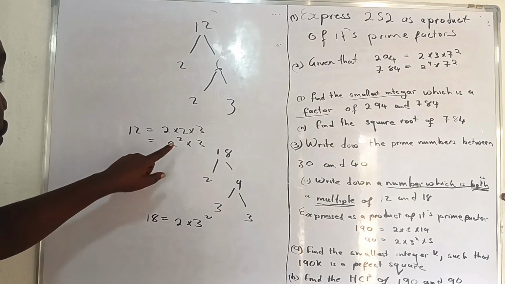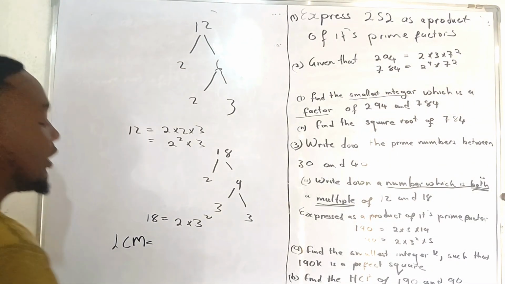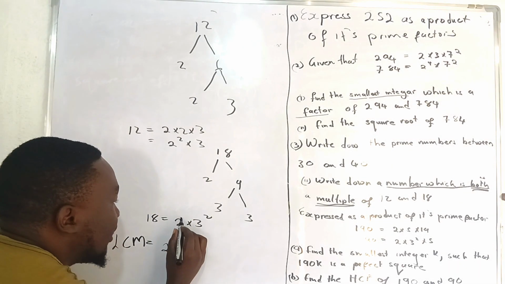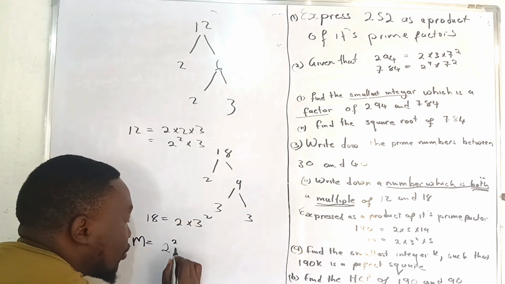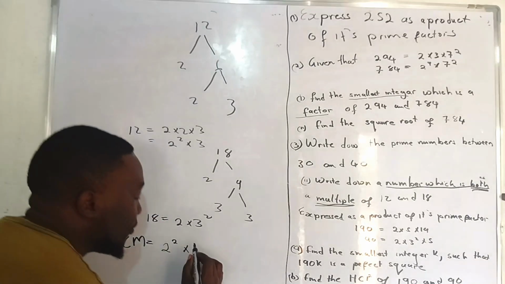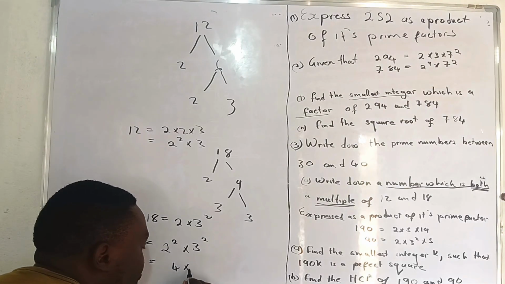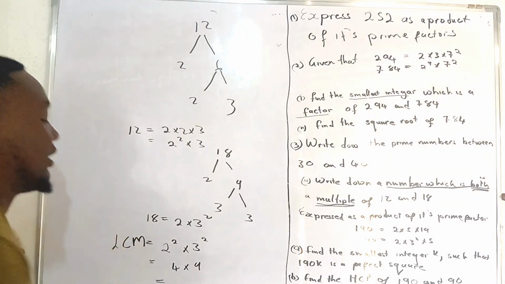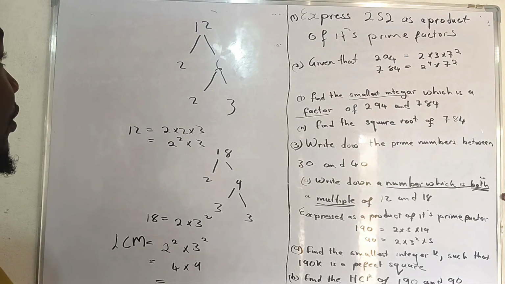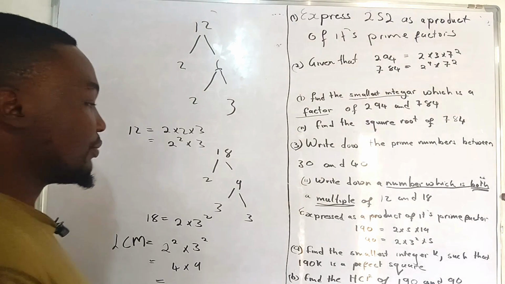So we have these two. The lowest common multiple is given by the common base in the highest power. So 2 is a common base. Look here, the power is 1 and the power is 2. So we take 2, the highest power. Then 3 is a common base, and we take the highest power. So we are going to have 4 multiplied by 9. That's going to be our lowest common multiple. So let's move on.